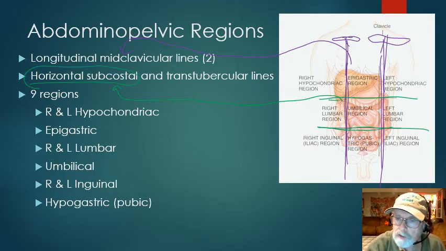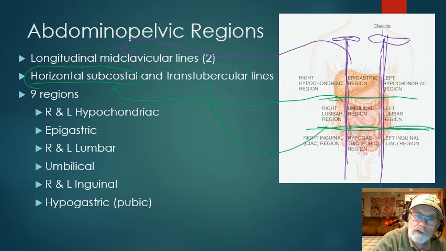This line down here is a little bit more difficult to figure out. This one down here is called the transtubercular line. Trans means across. Tubercle means a bump on a bone, and that's going to be coming up pretty soon.